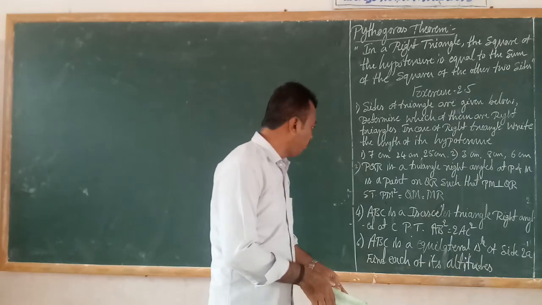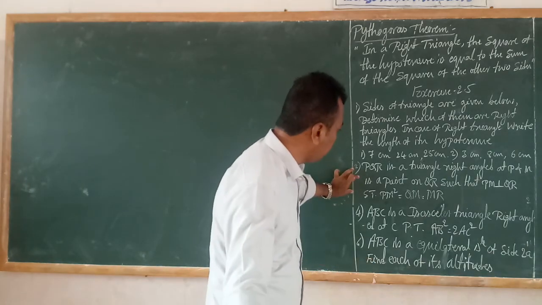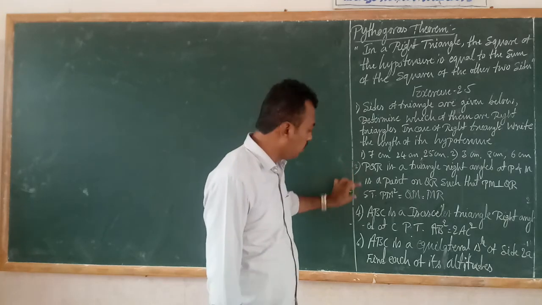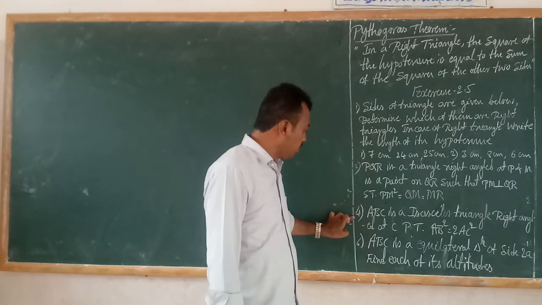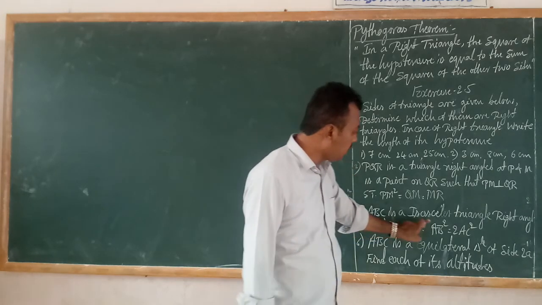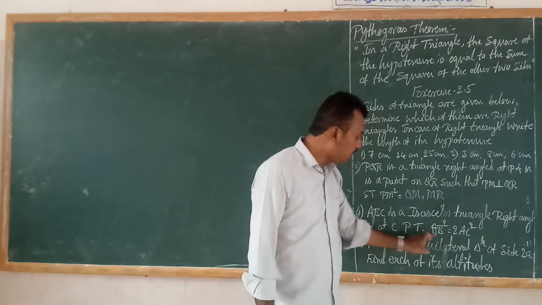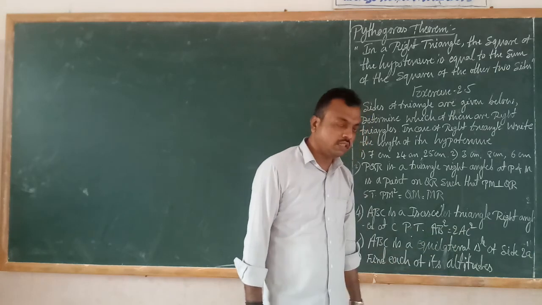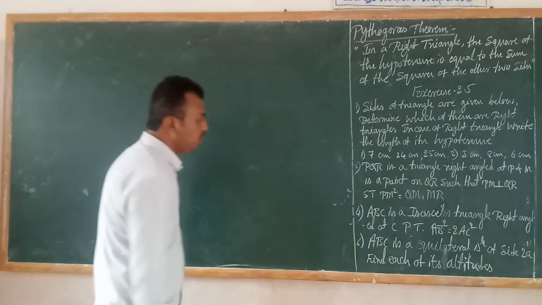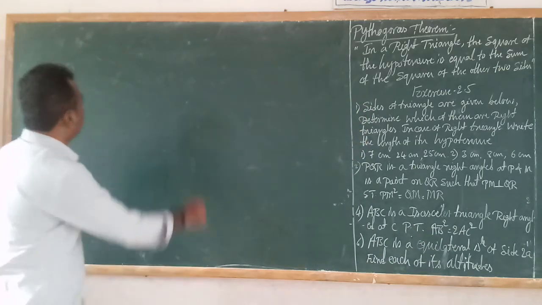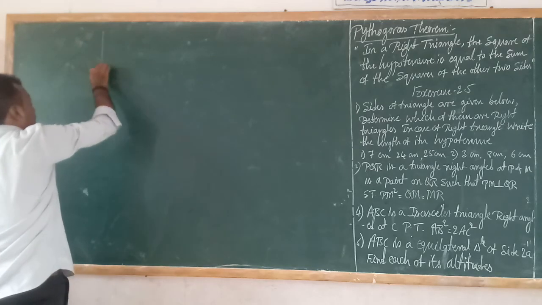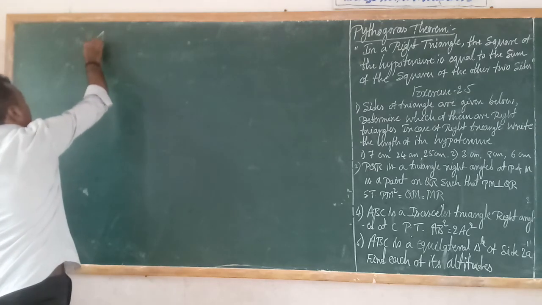Question number 3, as it is there, you have to do at home. Okay, I will go to question number 4. ABC is an isosceles triangle, right angle at C. Prove that AB square is equal to 2 times AC square. See, ABC is an isosceles triangle and also a right angle triangle, an isosceles right angle triangle.